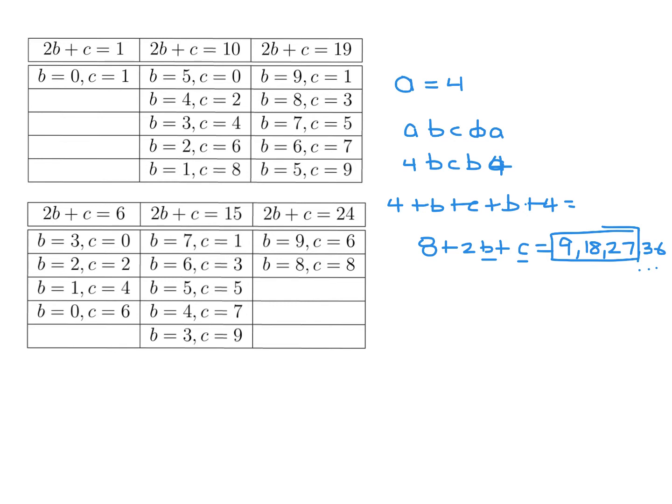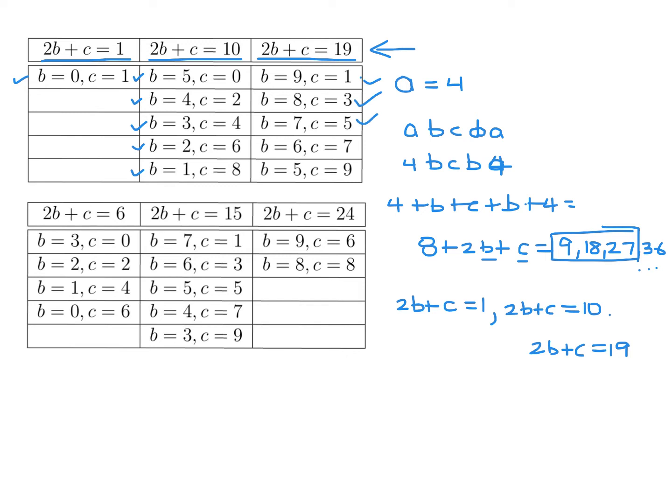So you're never going to get to that 36. So again, if 8 plus 2B plus C is 9, that means 2B plus C is equal to 1. If that is equal to 18, then 2B plus C is equal to 10. And if that is equal to 27, 2B plus C is equal to 19. And that's exactly what they have here. 2B plus C is 1, 2B plus C is 10, 2B plus C is 19, and for each they gave these solutions. So 1, 2, 3, 4, 5, 6, 7, 8, 9, 10, 11.